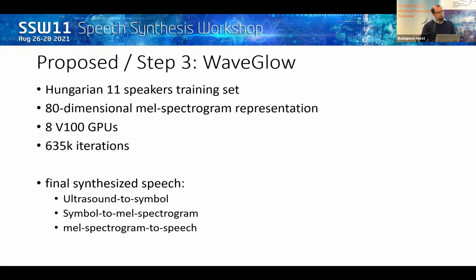For the neural vocoder, we were using WaveGlow, again with the 11 speakers, 22 hours data set, on 8 V100 GPUs for 600,000 iterations. And so the final synthesis is created from 3 components: ultrasound to symbol, symbol to Mel spectrogram, and Mel spectrogram to speech.